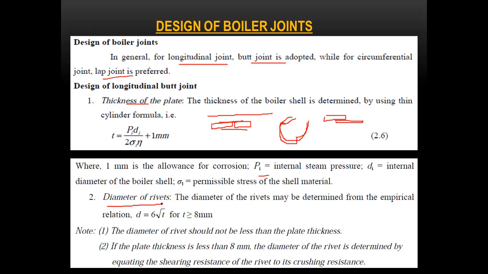Second one is the diameter of the rivets. The diameter of the rivets may be determined from the empirical relation D is equal to 6 root T. The diameter of the rivet should not be less than the plate thickness. If the plate thickness is less than 8 mm, the diameter of the rivet is determined by equating the shearing resistance of the rivet to its crushing resistance.